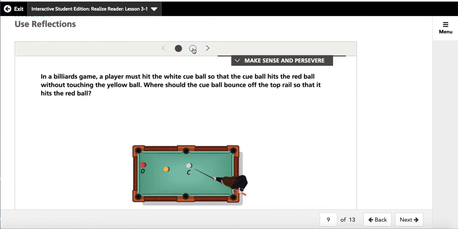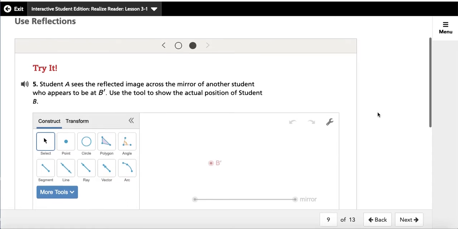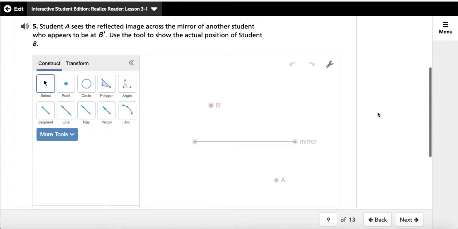Moving on to one for us to try. All right, here's the Desmos where I will try to go through how to do that.